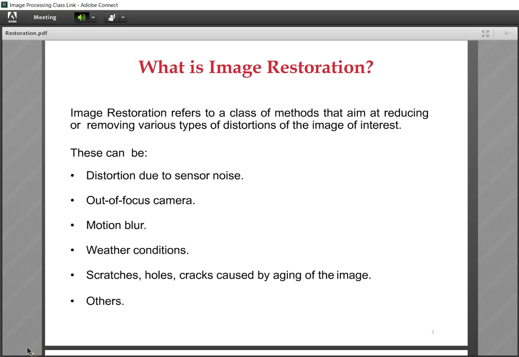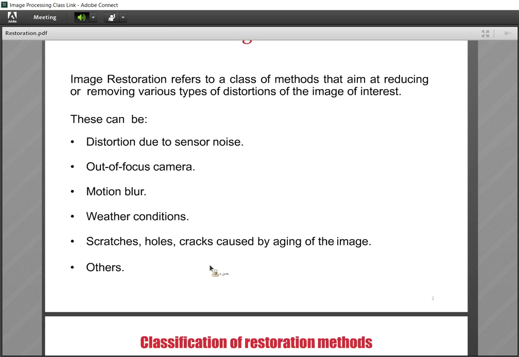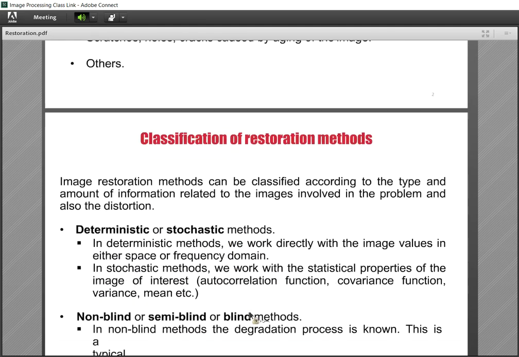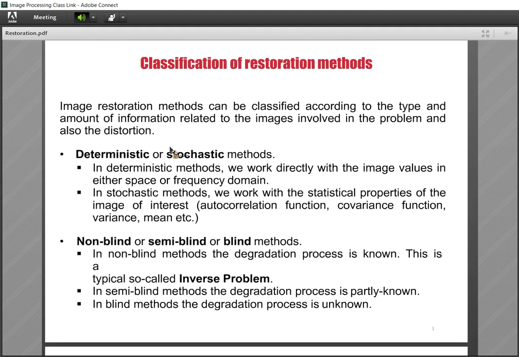Review: we were telling what is image restoration, and distortion due to sensor noise, out of focus camera, motion blur, weather conditions, scratches, holes, cracks, etc., inside the images and others. We spoke about the methods, deterministic or stochastic or non-deterministic.